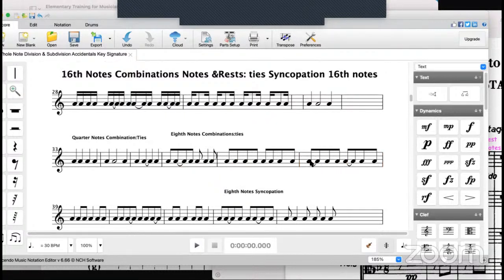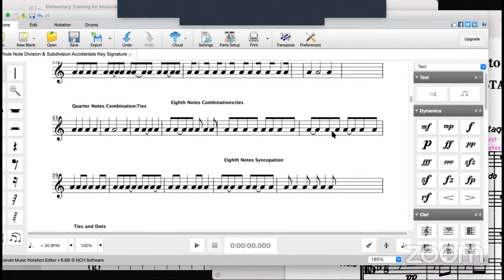These two tied eighth notes are equal to one chord note. Here the two tied, the third and the fourth, is ta ta ta ta ta.